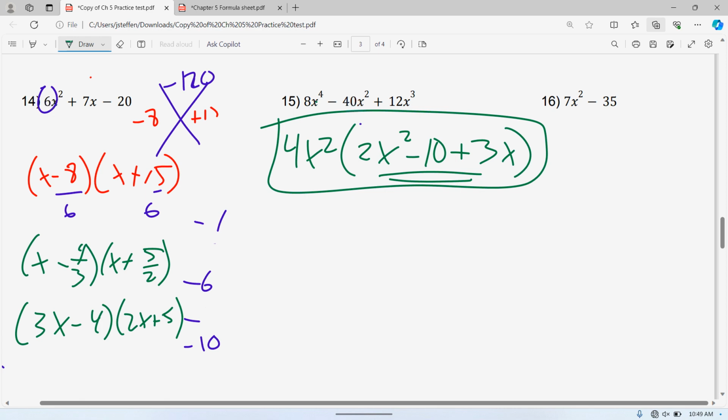And the last one, again, number 16. I don't know if you'll have any of these, but it's not a perfect square. 7 is not a perfect square. It's not a perfect cube. So we're going to talk about taking out greatest common factor. So I'll take out a 7. That leaves you x squared minus 5, I believe. But even if you look at that, you can't factor that out anymore. It's not a difference of squares because 5 is not a perfect square.